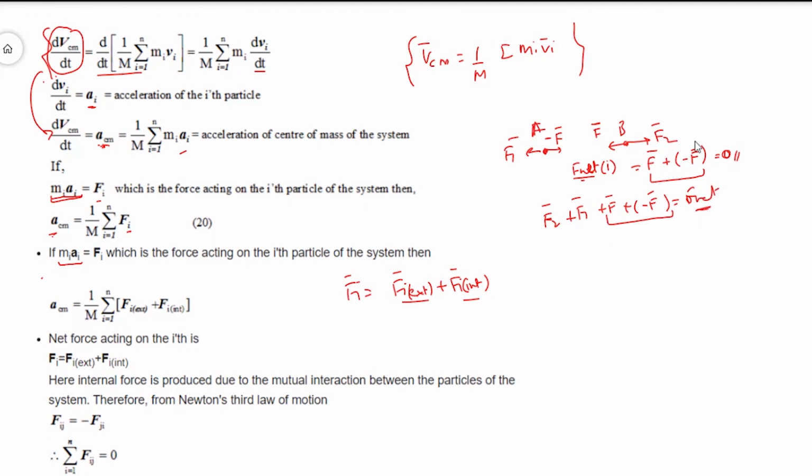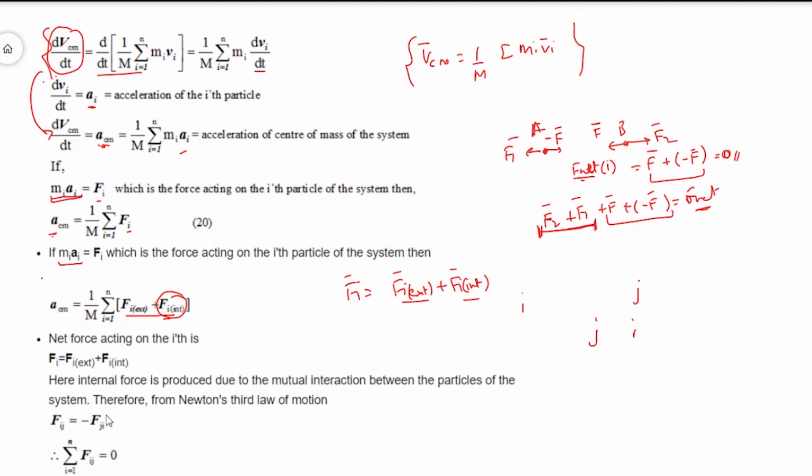So F net on the system is always going to be comprised of the externally acting forces, because these internally acting forces always sum to 0. So if I write a_CM is equal to 1 by M, and for this F_i I write F_i external plus F_i internal, now this is the force on the ith particle. If I sum over all the particles, the force acting on the ith particle coming from the jth particle is going to cancel with the force on the jth particle coming from the ith particle. So the summation of this internal term always goes to 0.